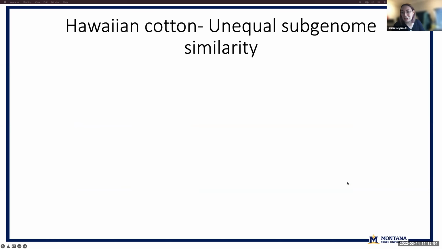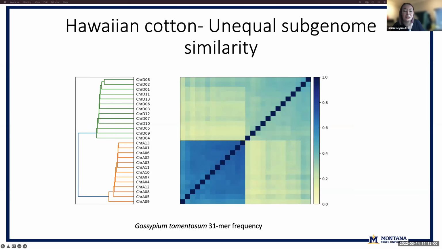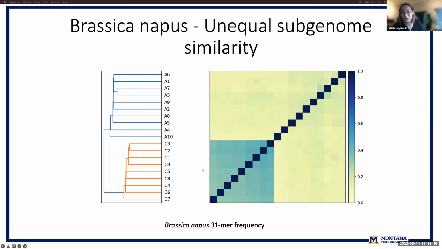Now the Hawaiian cotton, this is where it gets really cool: we start to see unequal subgenome similarity. With this one, we still have two very well separated subgenomes. However, the D subgenome shows much less intra-subgenomic similarity between its chromosomes than the A subgenome. I just thought that was particularly cool. You can also see this more extremely in the Brassica napus genome. With the Brassica napus A subgenome, we can barely see any intra-subgenomic similarity. It has to be there because it's clustering, but it's barely visible. We compare that to the C subgenome, where it's highly visible.